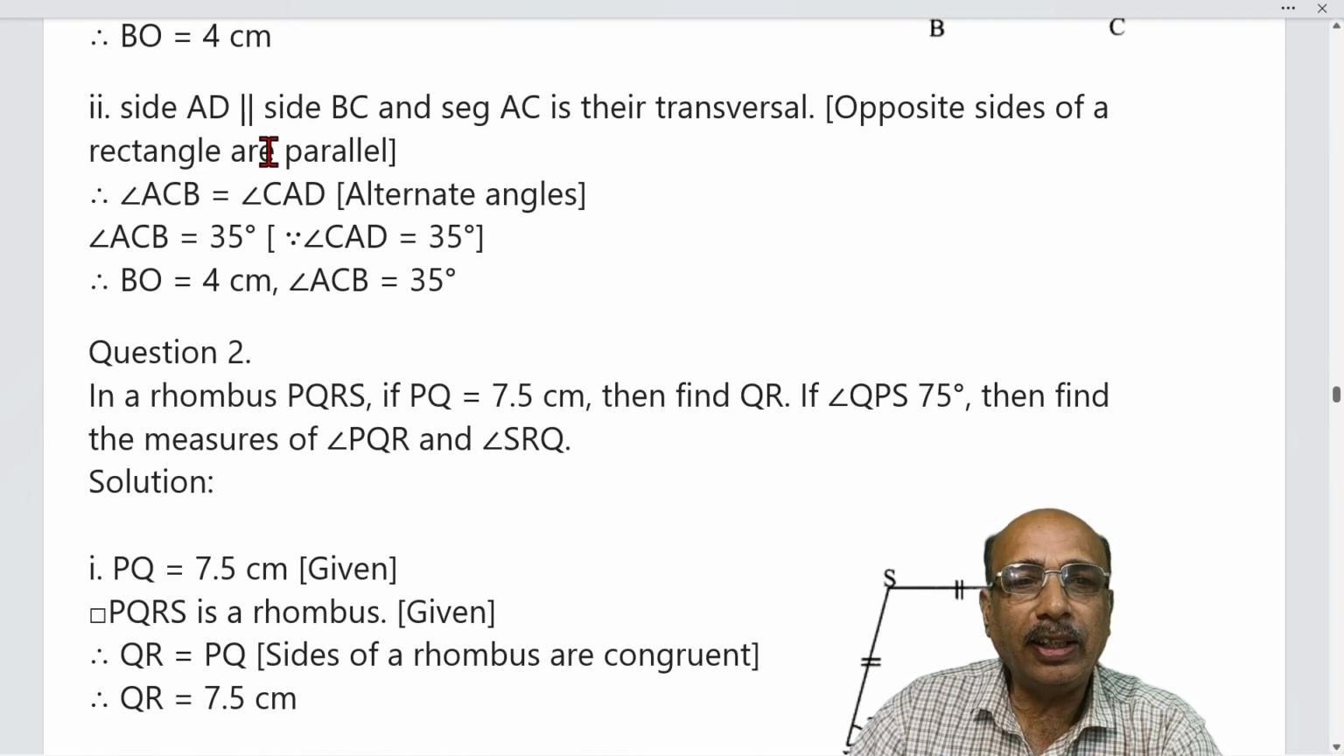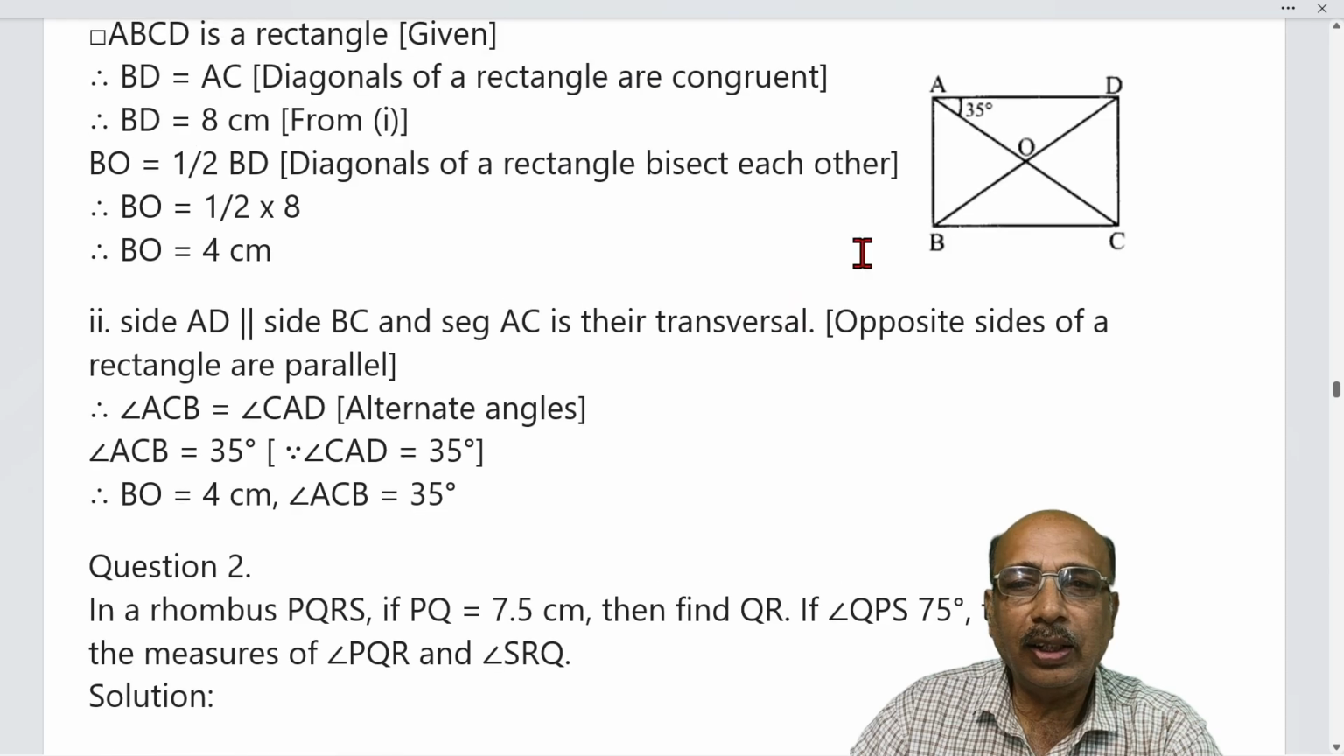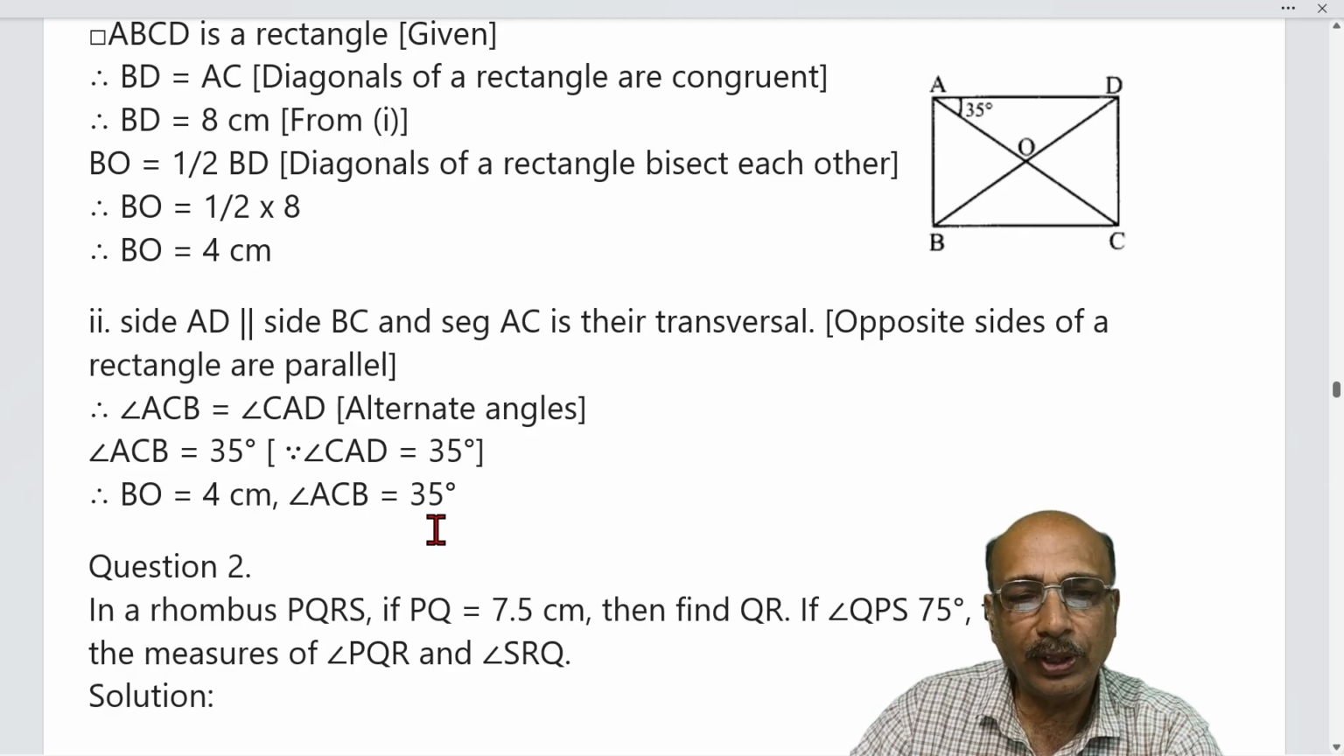Side AD is parallel to BC and segment AC is their transversal. Opposite sides of a rectangle are parallel. Therefore, angle ACB equals angle CAD, a pair of alternate angles. ACB equals 35 degrees as CAD equals 35 degrees. Therefore, BO equals 4 centimeters and ACB equals 35 degrees.